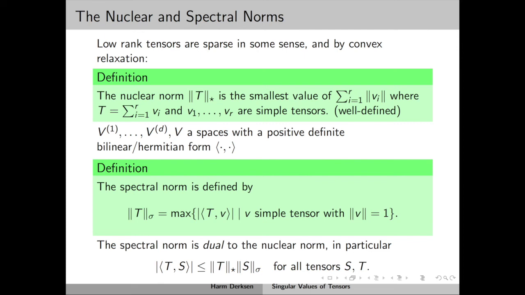Now, these two norms, the spectral norm and the nuclear norm, are dual in the following sense: we always have this inequality. The inner product of t and s is always less than or equal to the product of these two norms, the nuclear norm of t and the spectral norm of s. And for every t, there's an s for which we have equality, and vice versa.